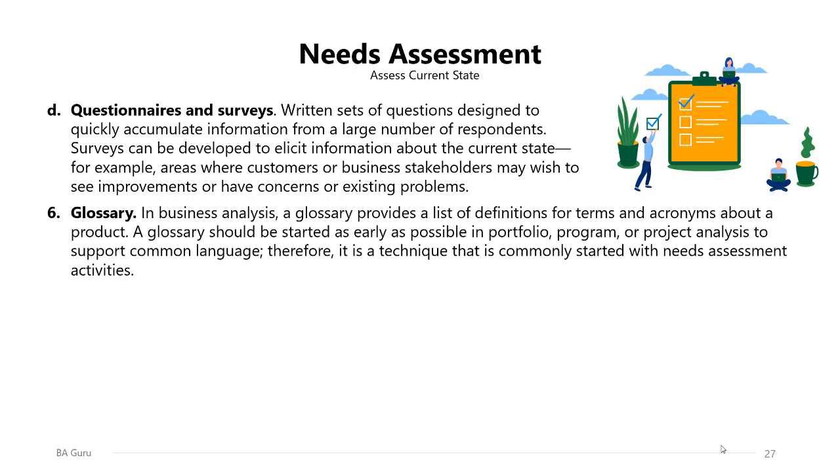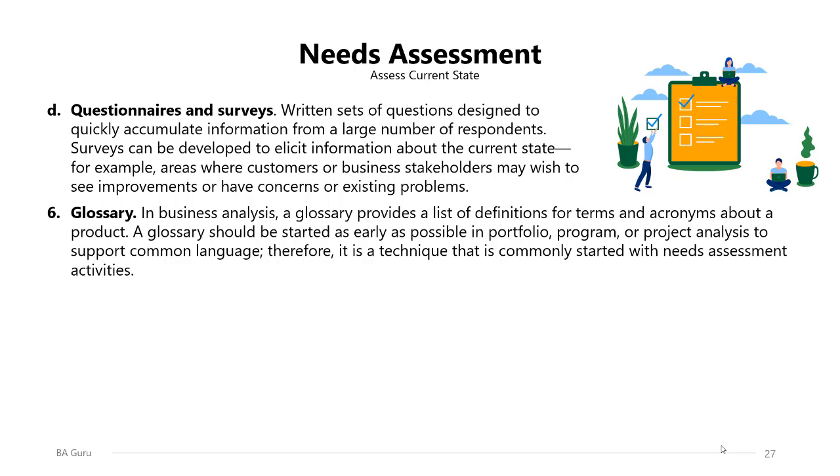Tool number 6 in the assess current state process will be the glossary. In business analysis, a glossary provides a list of definitions for terms and acronyms about a specific product. A glossary should be started as early as possible in portfolio, program, or project analysis to support common language. Therefore, it's a technique that's commonly started with needs assessment activities. So as from the name, a glossary is a document which contains all the terms and acronyms that will be used in a project.